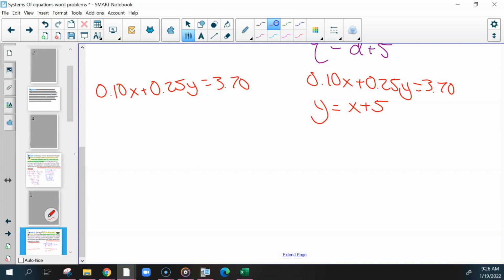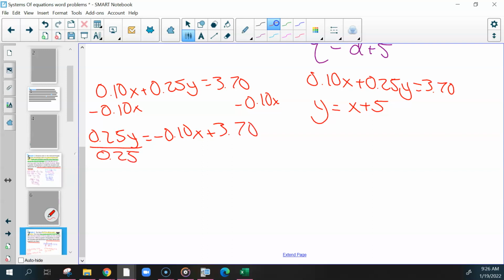We have the x term on both sides. Next step, subtract to get zero on one side. And then we divide it all the way by 0.25. I'm going to also switch these, so negative 0.10x plus 3.7 equals 0, and we're dividing everything by 0.25.